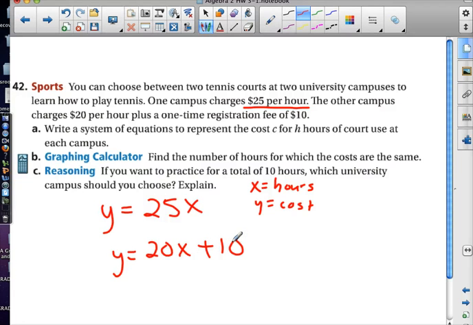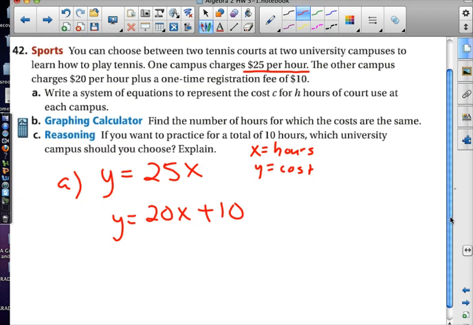So A says, write a system of equations to represent the cost C for H hours of court use. All right, so that means they didn't want my Y and my X, but I have my key here so I can see what I need to do. So they want C equals 25H and C equals 20H plus 10 using C and H.